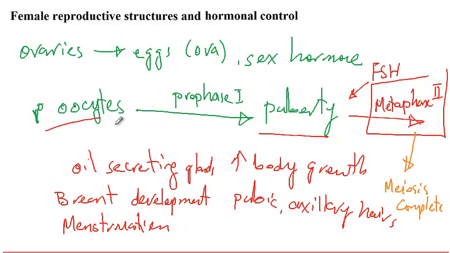So from the prenatal stage till puberty, meiosis was halted at prophase 1. After puberty, it resumed up to metaphase 2, but it halts again at metaphase 2. Only if there is fertilization will meiosis complete.